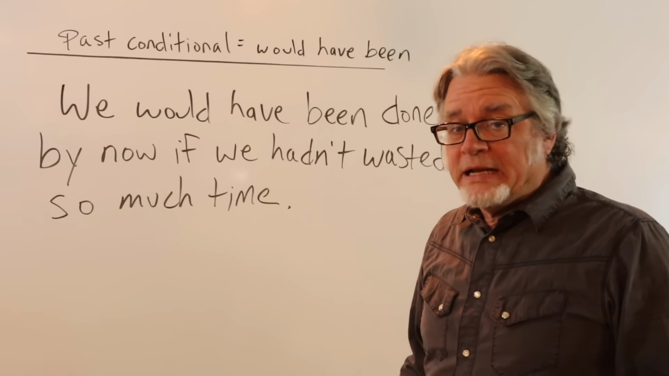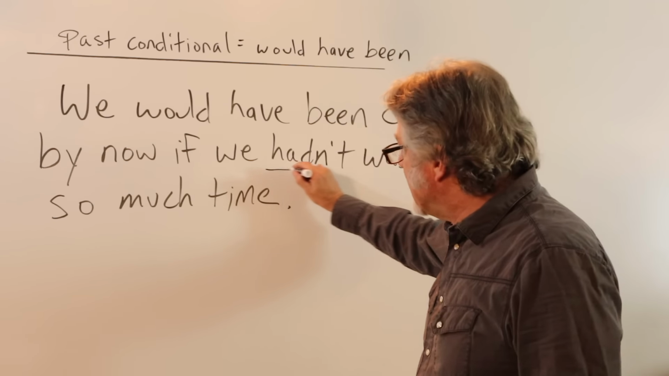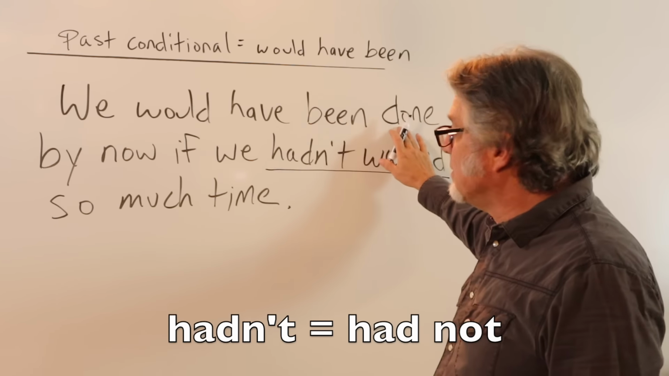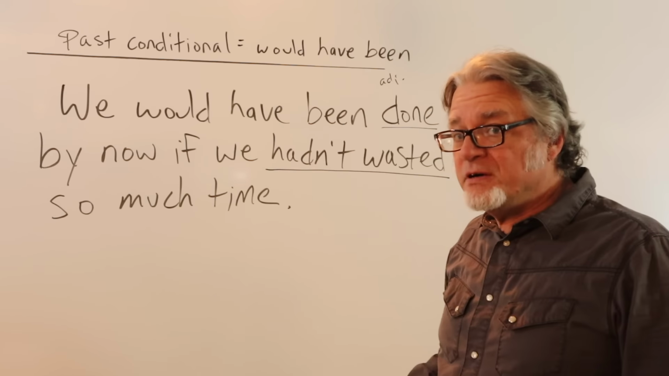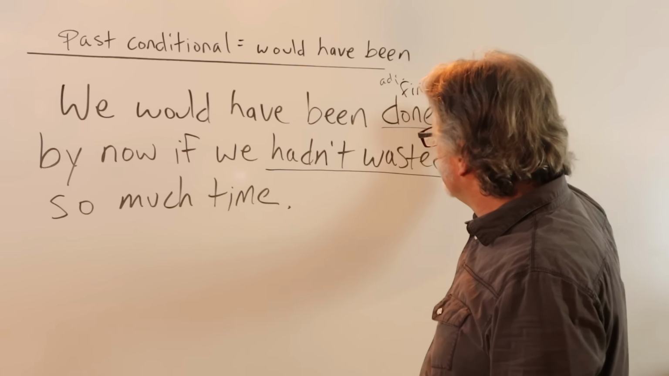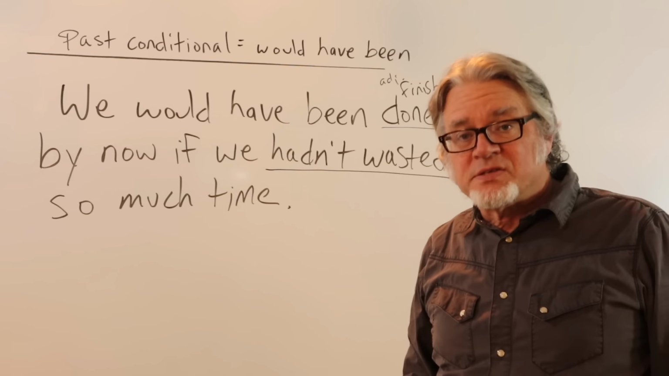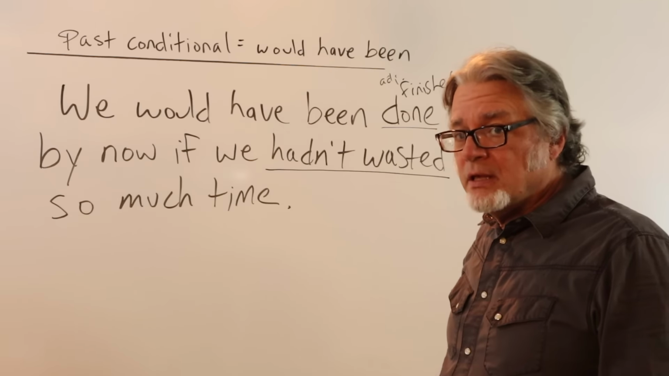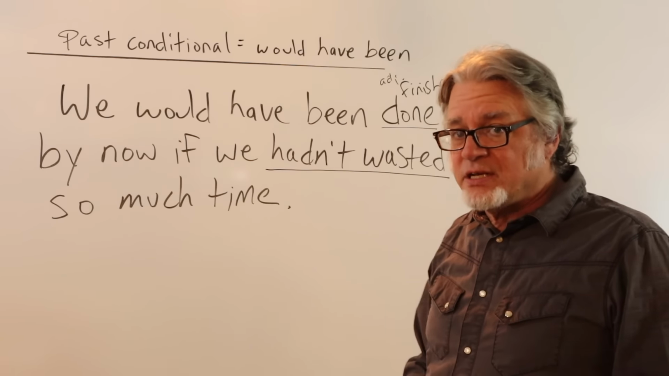We would have been done by now if we hadn't wasted so much time. Had not wasted. Here's the contraction, hadn't. In this part of the sentence, "done" is actually an adjective, not a verb. You could replace "done" also with "finished," and "finished" is also an adjective in this sentence. Remember that some verbs function as adjectives or as verbs. In this case, the word "done" is an adjective.